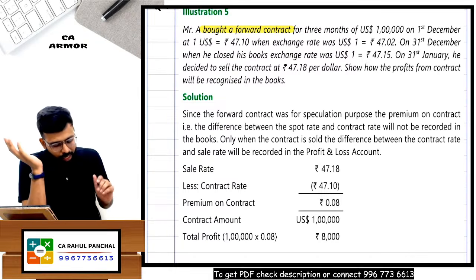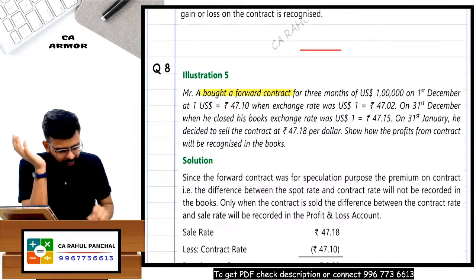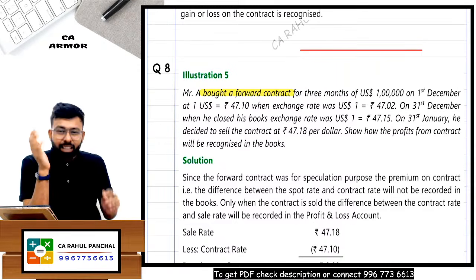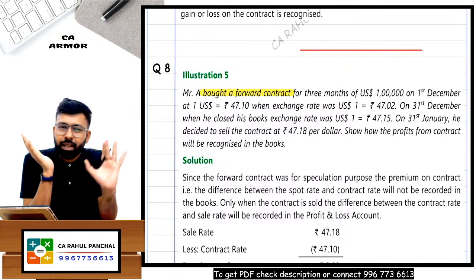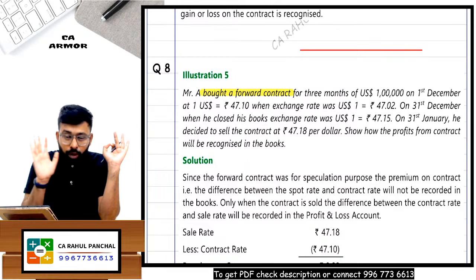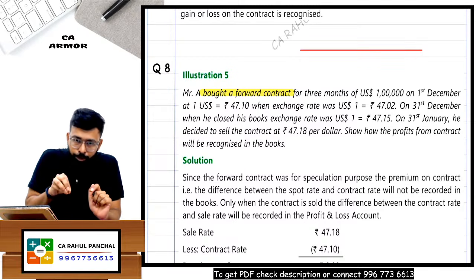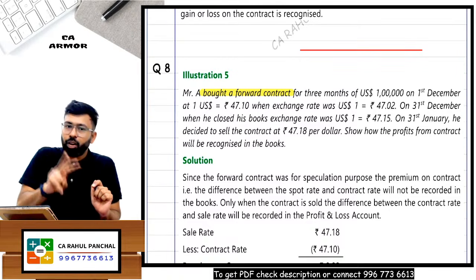Now understand, what are you going to do here? The spot rate and everything else is not important for you. It is just the buying price and selling price that is important. When entering into a forward contract is your business, you will just look at two things. What is your purchase price? What is your sales price? The difference is profit or loss.